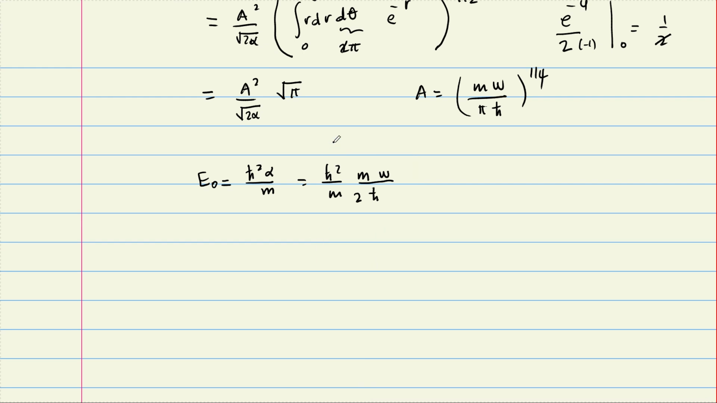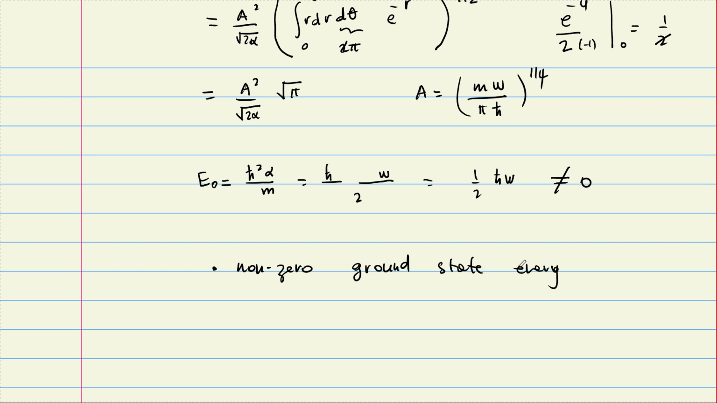So this is my alpha. So m's cancel, h bars cancel, and this is 1/2 h bar omega, which is non-zero as it should be, right? So, non-zero ground state energy. Because of the Heisenberg uncertainty, we have to have a zero-point energy, ZPE. So we have that satisfied, and it seems to be a simple h bar omega.